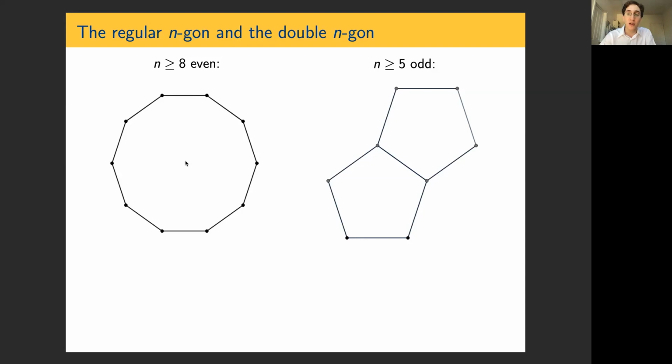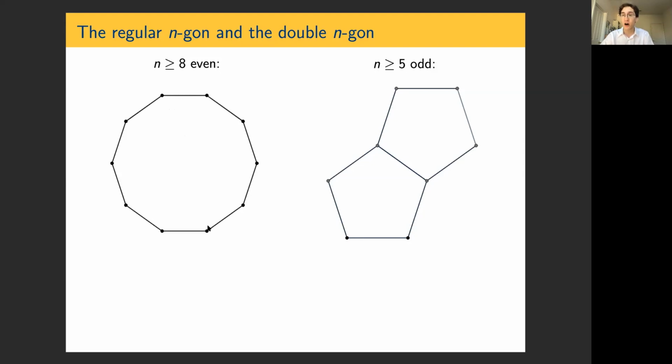We have a regular polygon with n sides, where n is even and greater than or equal to 8. Because n is even, we have opposite pairs of parallel sides, which we can glue together to get a translation surface. We call this the regular n-gon translation surface.